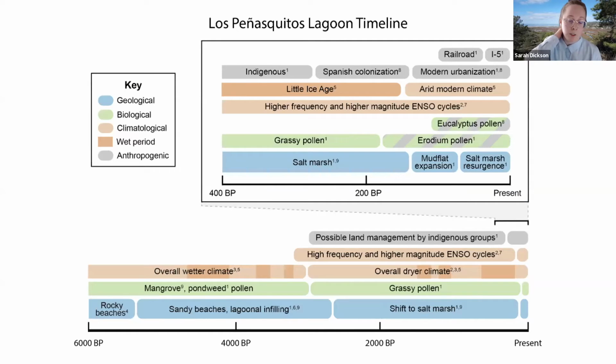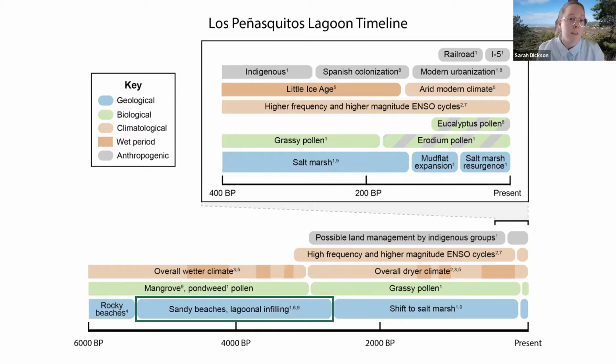Lastly, from a geological standpoint, the lagoon has experienced four different phases over the past 6,000 years or so, each of which closely follows a climatological, biological, or anthropogenic shift. Prior to 6,000 years ago, the surrounding coastal region was characterized by rocky, cobbly beaches that formed following post-glacial sea level rise. Local sea level rise slowed about 5,500 years ago, allowing the open embayments and lagoons in the San Diego County region to start infilling and developing sandy beaches.